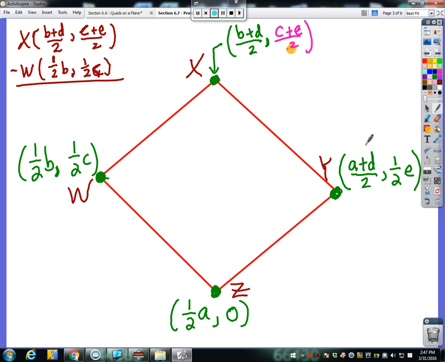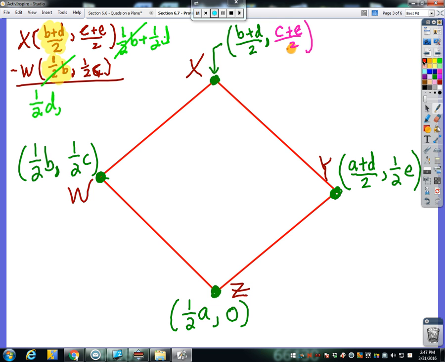Now, if I subtract my x coordinates, initially, when you look at this, there doesn't really look like anything's going to be able to simplify. But B plus D divided by 2, that's really half of B plus half of D. And if I subtract 1/2 B plus 1/2 D minus half of B, well, this half of B and that half of B is going to cancel, and I'm going to be left with half of D.